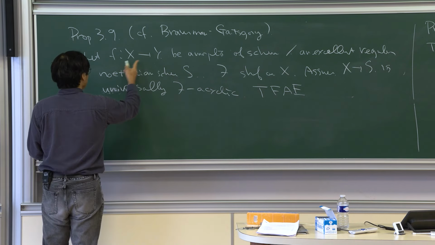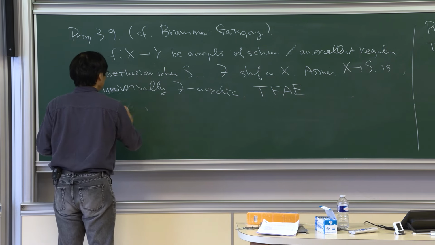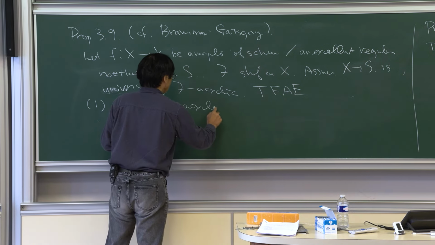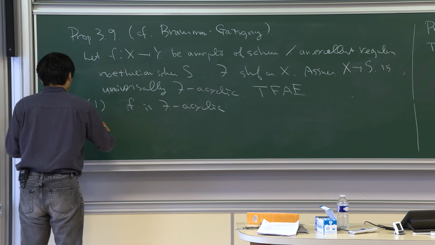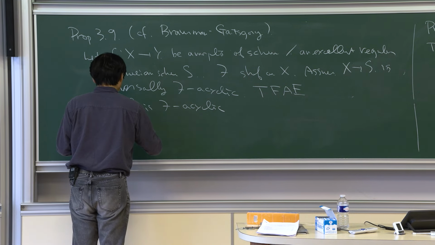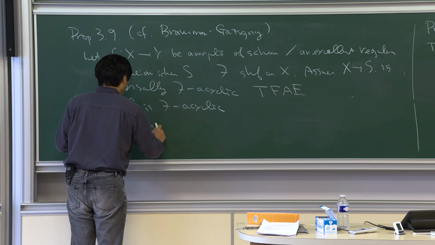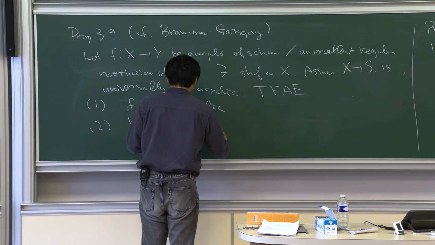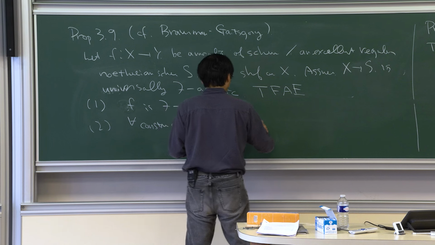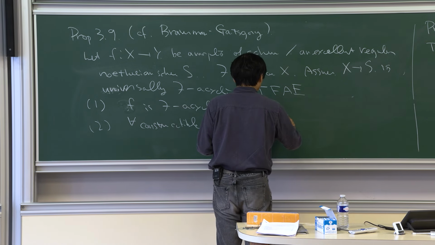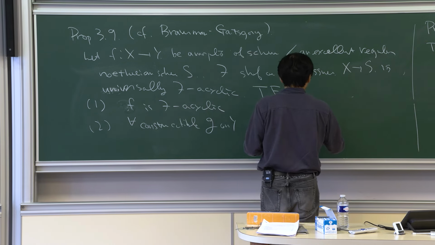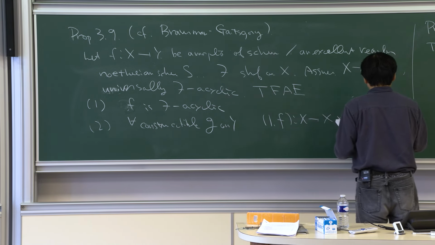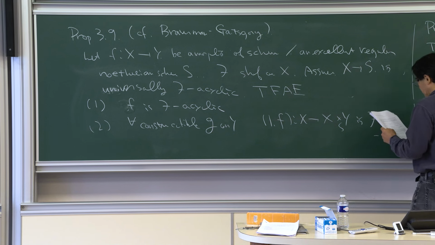The first one is that F is F-acyclic. The second condition is that for any constructible G on Y, the morphism is transversal.